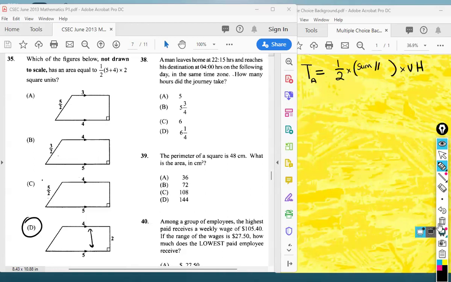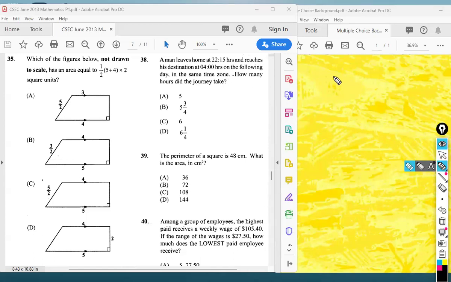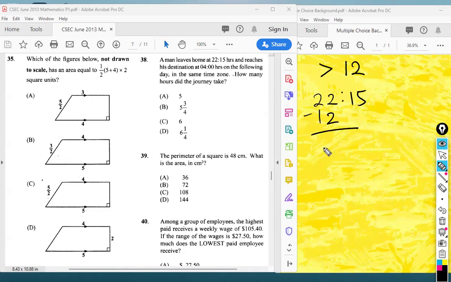Now, number 38. I know a lot of people don't know how to read a 24-hour clock. But anytime the value is more than 12, like 13 o'clock or 14 o'clock, all you have to do is minus 12, and it will give you the time in the evening. So if it's 22:15, you minus 12 from the 22, and you're going to get 10. So it's 10:15 at night.